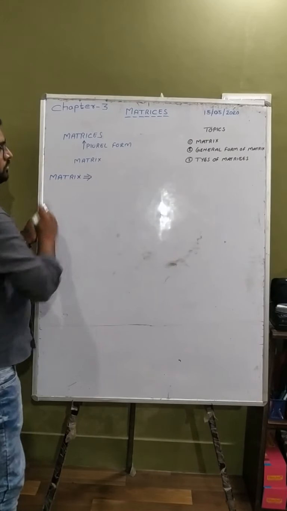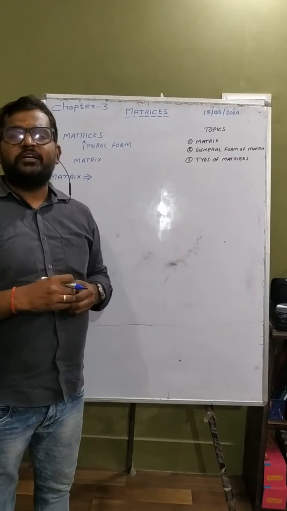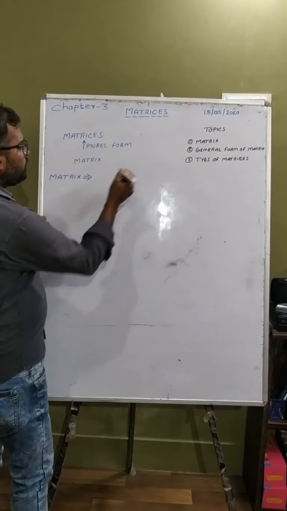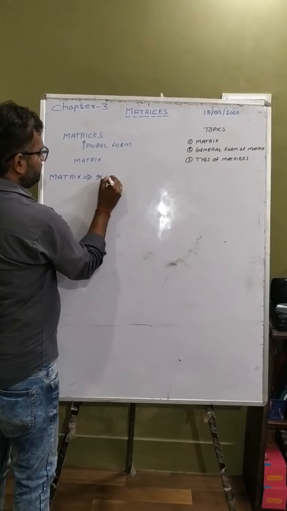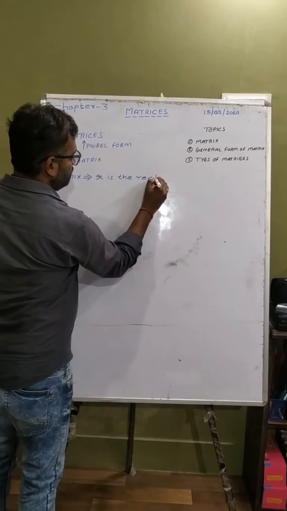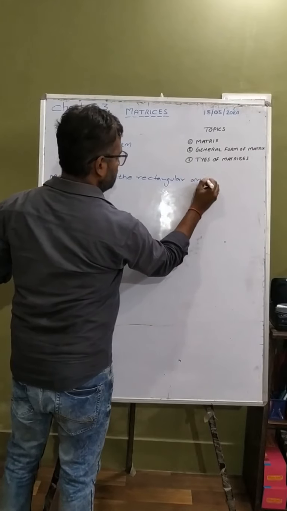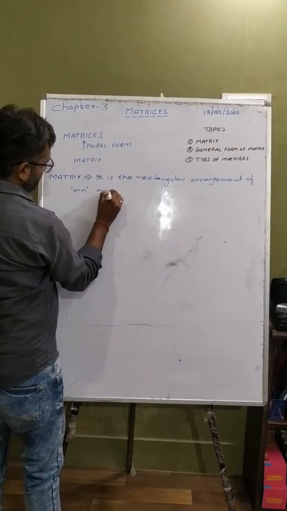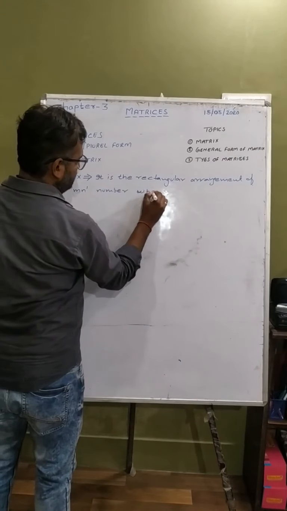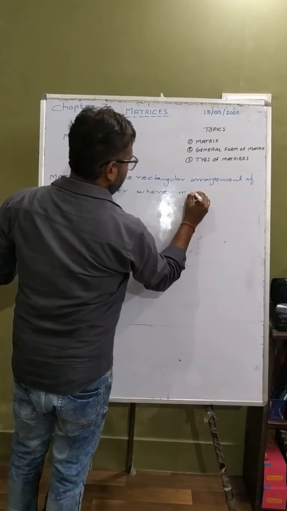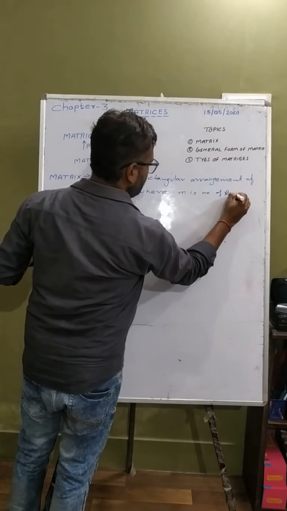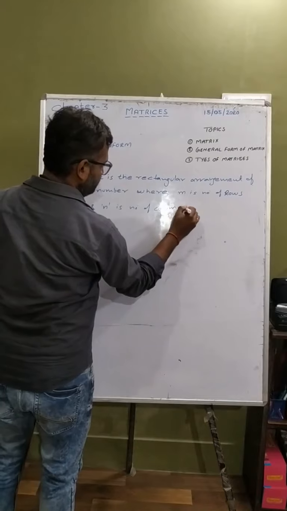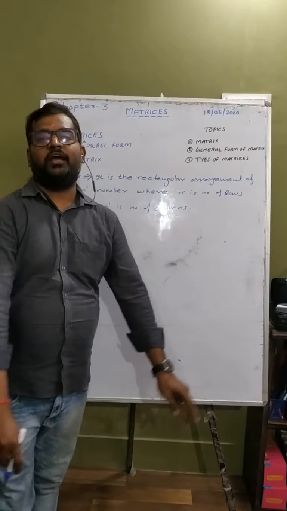Now, what is a matrix? The definition of the matrix is, it is the rectangular arrangement of mn numbers, where m is the number of rows and n is the number of columns. M is the number of rows and n is the number of columns.